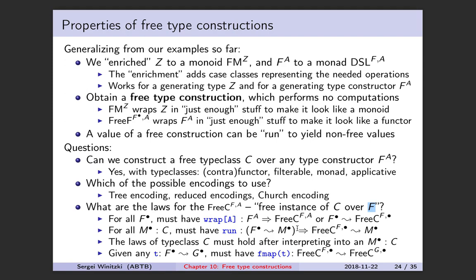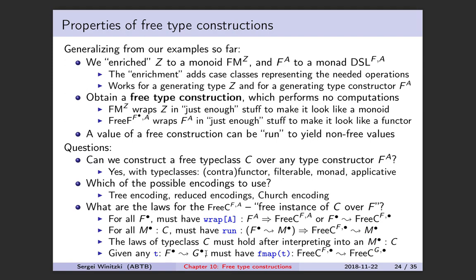So in other words, this generating type, the z here and the f here, has been wrapped into some stuff to make it look like type class C. And we should be able to unwrap it into a specific m, only knowing how to transform the generating type into m. So this extra stuff should be transformable automatically into the correct type class. The laws of the type class must hold after running into that m.